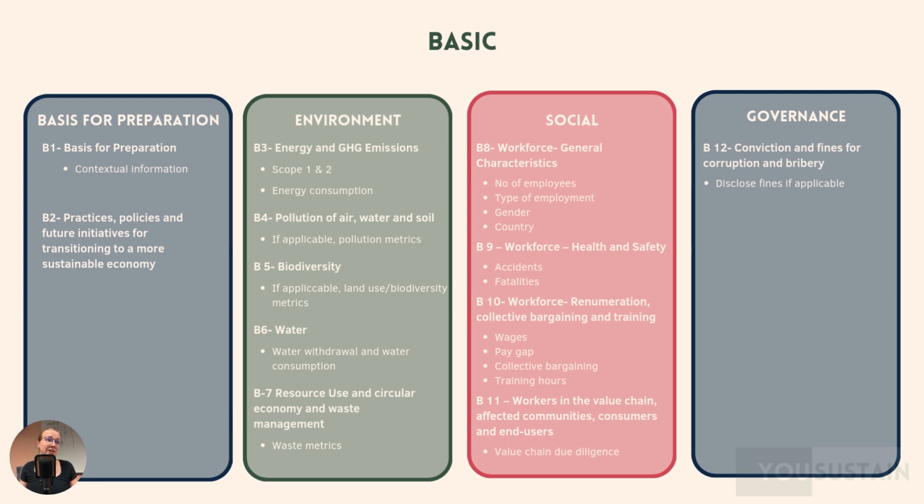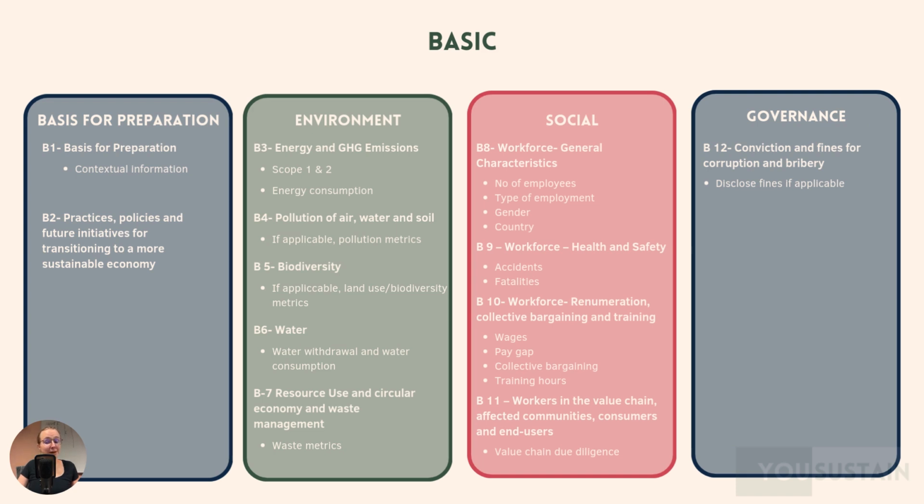Workers and value chain, affected communities, and consumers and end users. Here you can also look at, does this make sense for us to report on or not? And then for governance, simple enough. They literally ask you, have you gotten any fines for corruption or bribery this year? See, that is quite simple. So that is the basic module that literally any company can manage to do. It is not that hard. It can very easily be done.